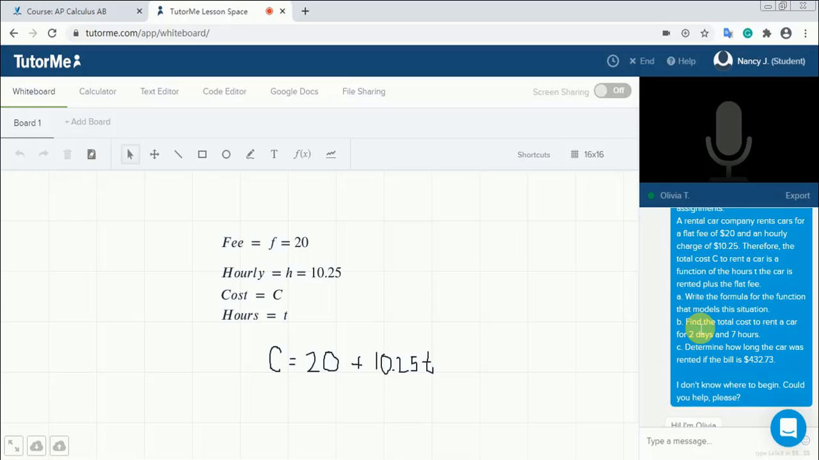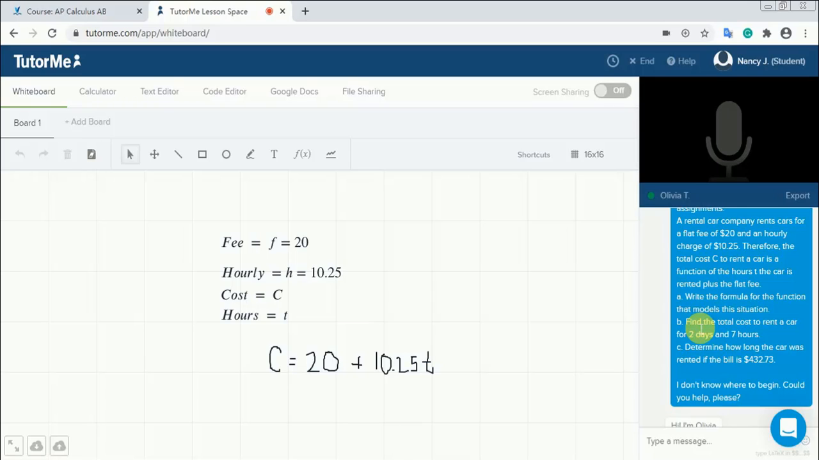Good. Okay, so now for B, I want you to kind of think about this one, okay? So, find the total cost to rent a car 2 days and 7 hours. So, let's think. Find the total cost, okay? We have an equation here that's for the total cost, right? This whole equation is to find your total cost. So we know we're going to use this equation, okay? So for 2 days and 7 hours.